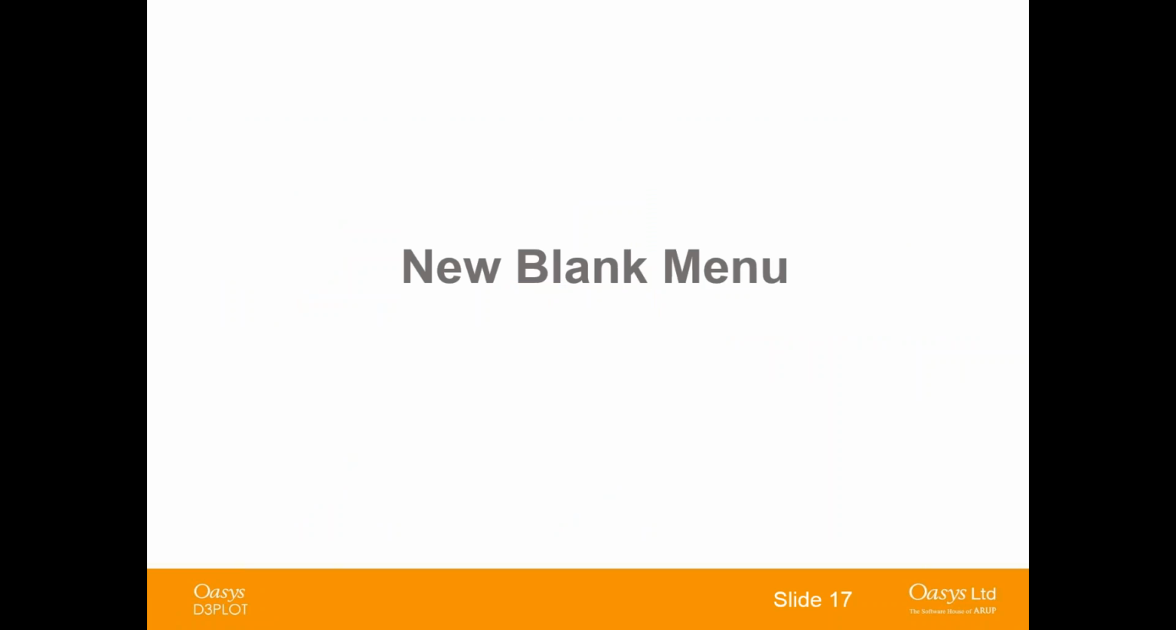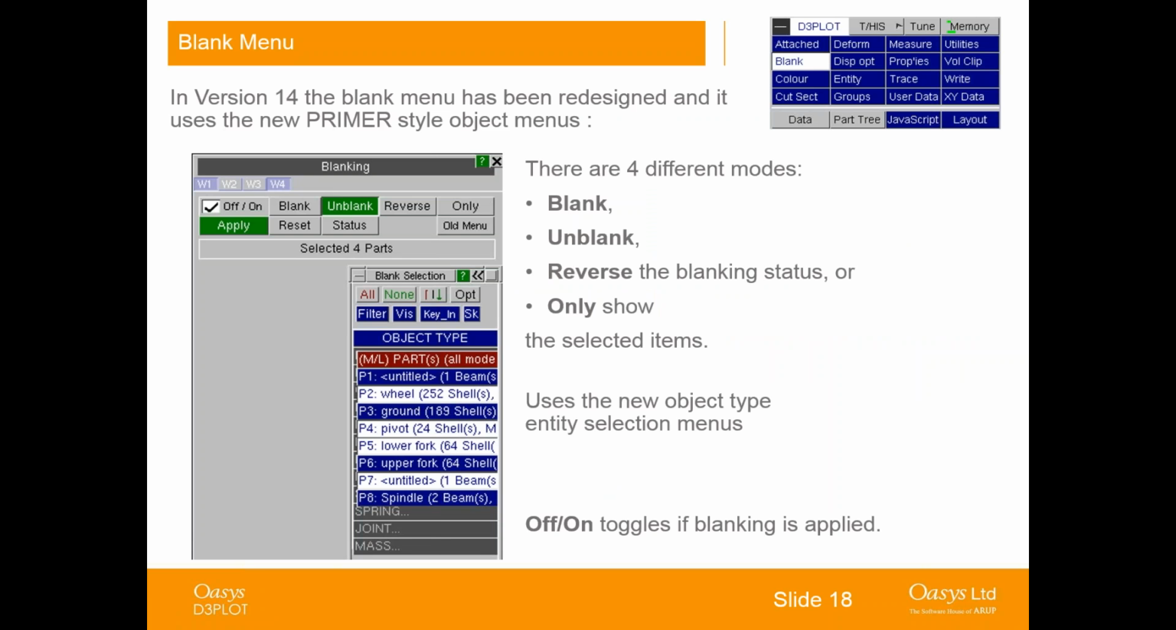Okay, firing through, we have a new blank menu. In version 14, the blank menu has been redesigned and it uses the new Primer style object menus. There are 4 different blanking modes: blank, unblank, reverse, or show only. This uses the new object type entity selection menu, so that's consistent with everything else now. And there's a toggle switch on and off that toggles if blanking is applied.